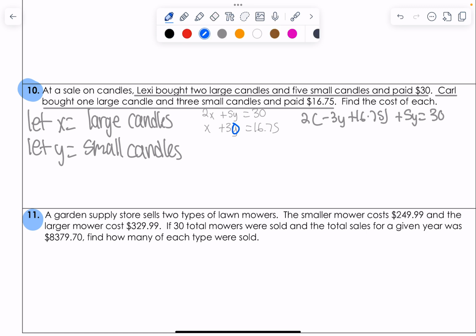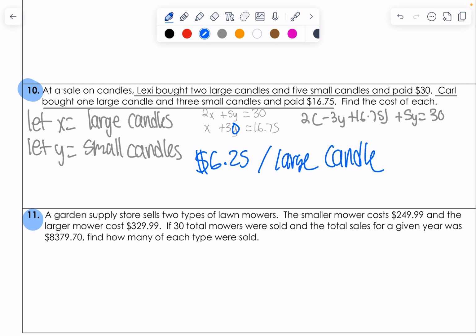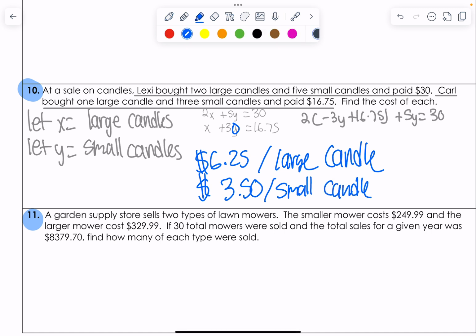Okay, so if we remember doing our math correctly, which we did, because I'm confident in my answer, we ended up getting $6.25 per large candle. And we also got $3.50 per small candle. Okay, and that is our final answer, and we even answered in context. Look at us go.